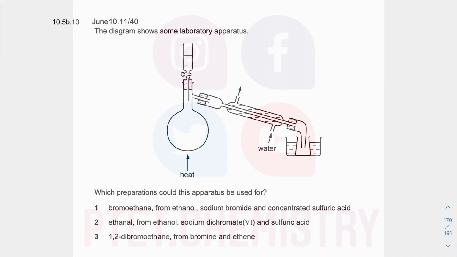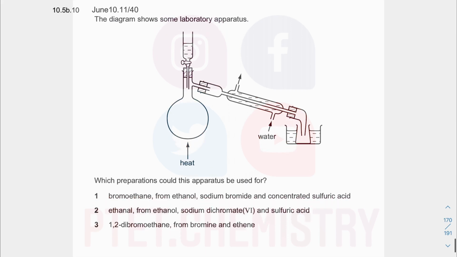So the next bit is an apparatus setup in the laboratory. So what preparations could this apparatus be used for? So you see there's a condensation. So you have a condenser to condense whatever you are heating to collect it.